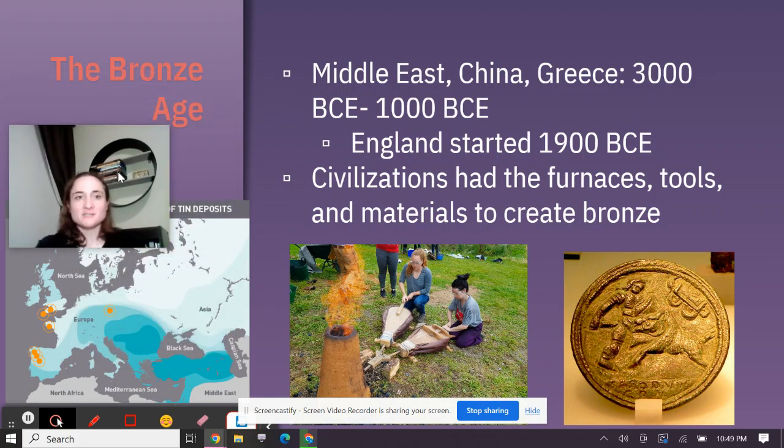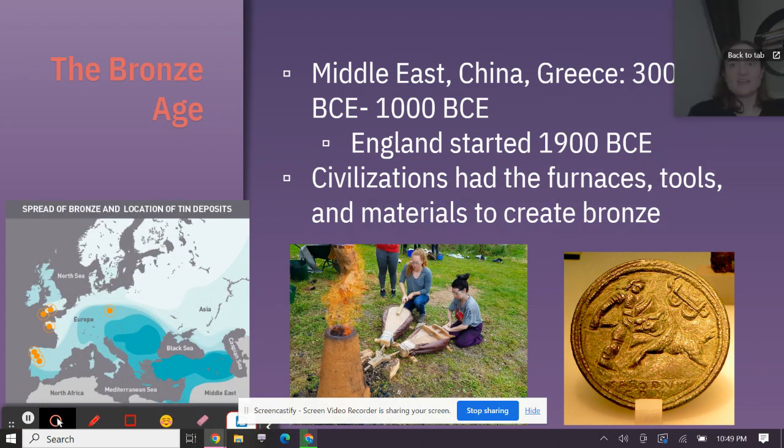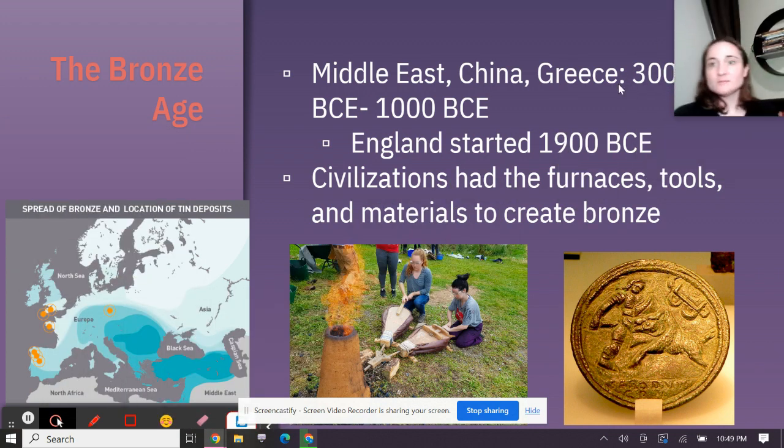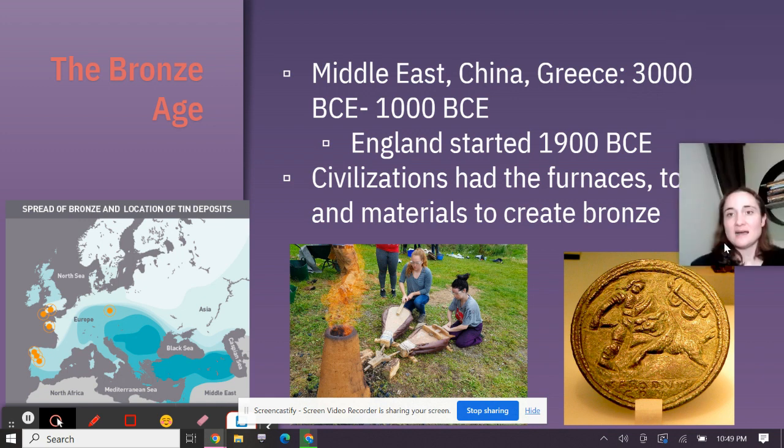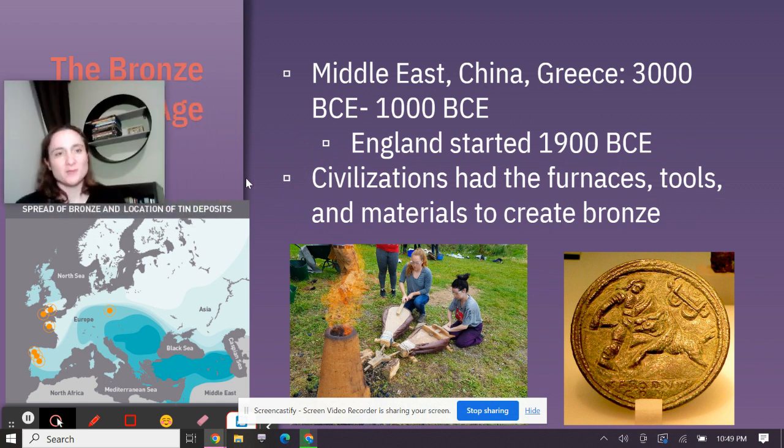The first thing you need to know is that it wasn't like, oh, it's 3000 BCE, let's switch from stone to metal. No, different areas in the world at different times transitioned from stone to metals. So don't think it was some weird switch. It's all about technology, which we're going to talk about a lot today. In the Middle East, China and Greece, their Bronze Age was from about 3000 to 1000 BCE, and England got a little bit of a late start, in about 1900 BCE.